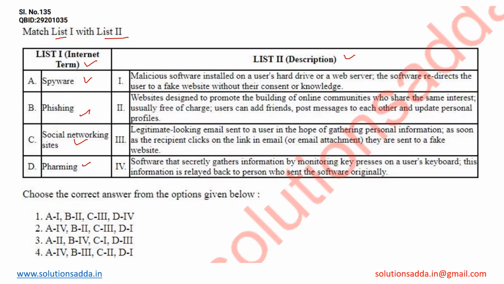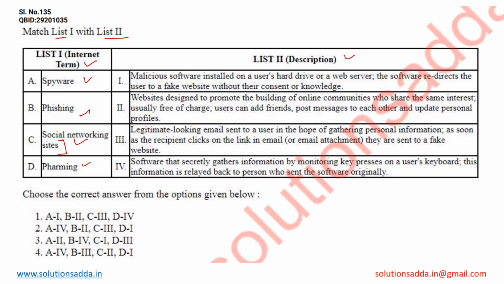So let's understand the terms spyware, phishing. These are the terms related to network attacks, but we are very much familiar with social networking sites. We are spending most of our time on social networking sites. Social networking sites are basically those sites on which we can create communities. We can link up with our friends. We can make friends on social networking sites, as well as share our thoughts, post pictures, images, videos, etc. So which description is matched with them?